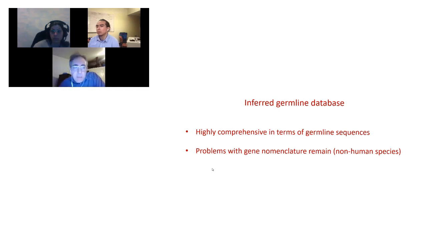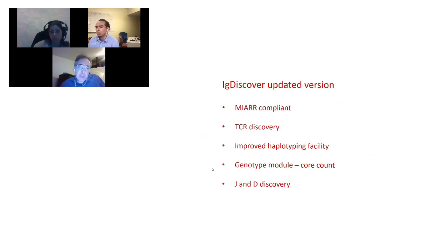However, because we are doing this kind of agnostically in terms of the gene nomenclature, we still have some difficulties in determining whether a particular germline sequence is associated with a particular gene. So this will probably require the combination of genomic with RepSeq analysis in future to solve this problem. Okay, so that's something that we've done quite recently.